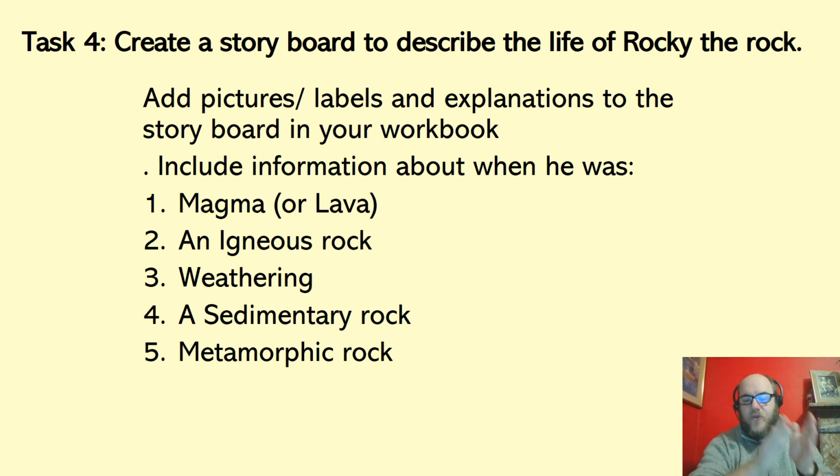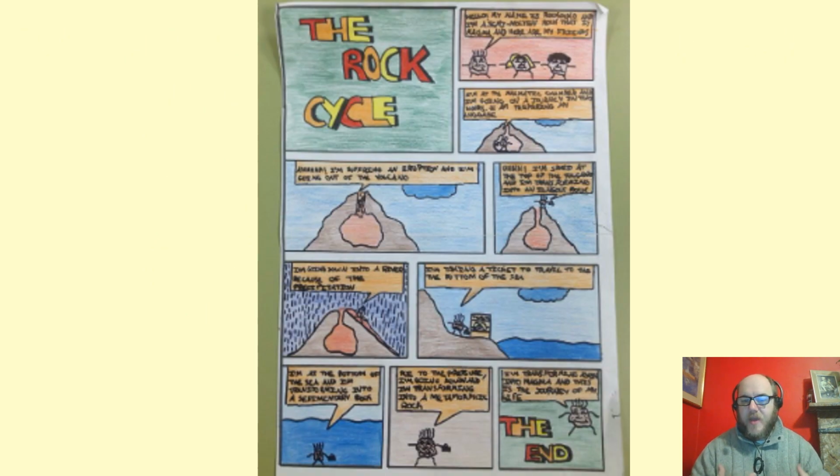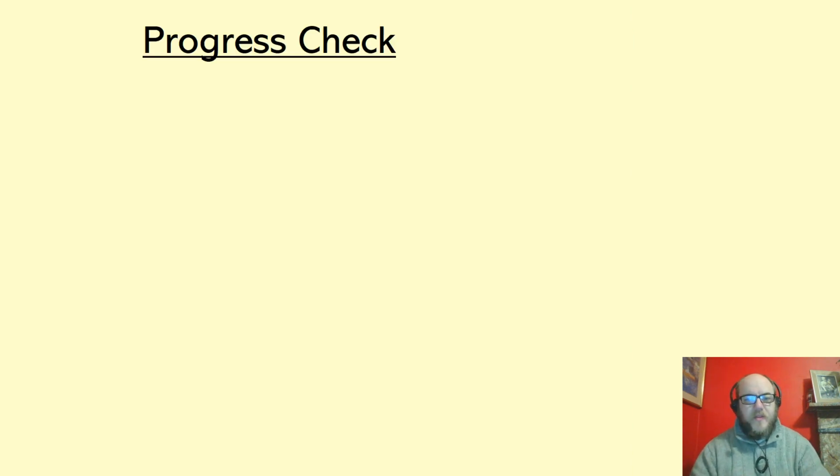So create yourself a little story. It could be something like this. You could make yourself a little comic strip. You could storyboard a film. You could storyboard an advert. You can do whatever you like. Once you've done that, it's time for the final progress check. So I want you to answer these questions in your workbook.